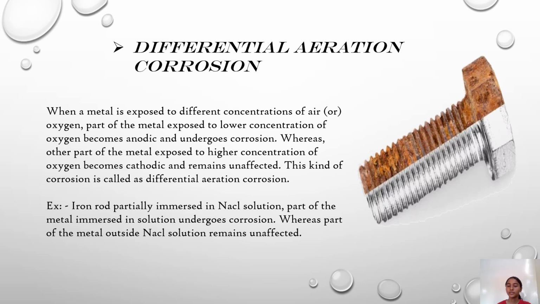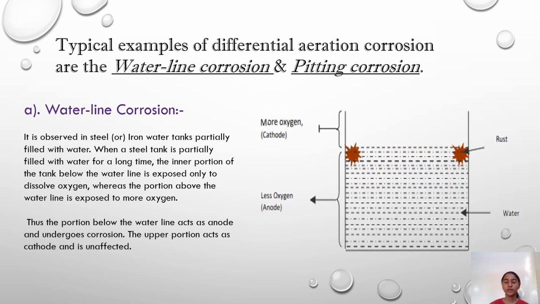Example for differential aeration corrosion is an iron rod partially immersed in a NaCl solution. The part of the metal immersed in the solution undergoes corrosion, whereas the part of the metal outside the solution remains unaffected. The typical examples of differential aeration corrosion are waterline corrosion and pitting corrosion. First, we will discuss waterline corrosion. It is observed in steel or iron water tanks partially filled with water.